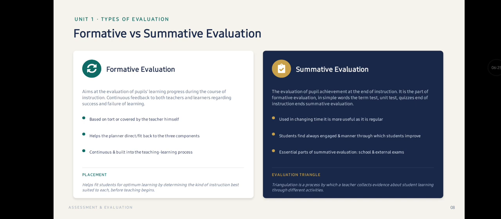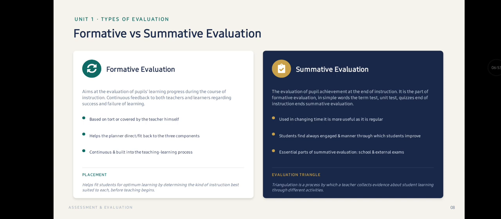Next is formative versus summative evaluation. What is formative evaluation? It aims at the evaluation of pupils' learning progress during the course of instruction. Continuous feedback to both teachers and learners regarding success and failure of learning based on what is taught or covered by the teacher himself. Helps the planner direct feedback to the three components, continuous and built into the teaching learning process.